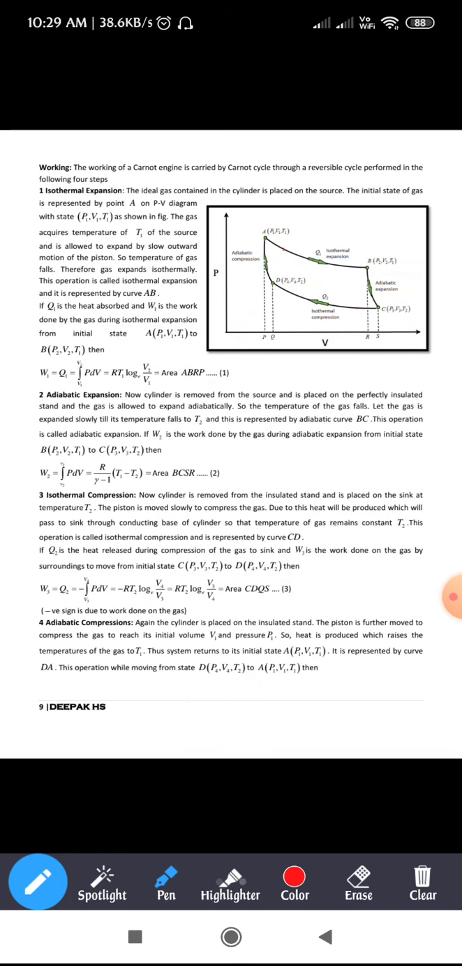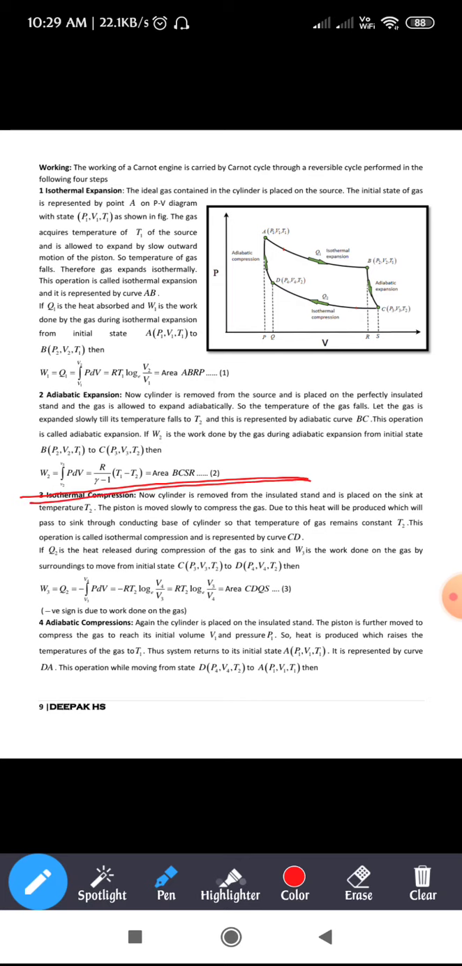That is denoted by the area. You can see here from B to C, that area comes out to be BCSR. The area representing the adiabatic expansion in the PV diagram is BCSR.